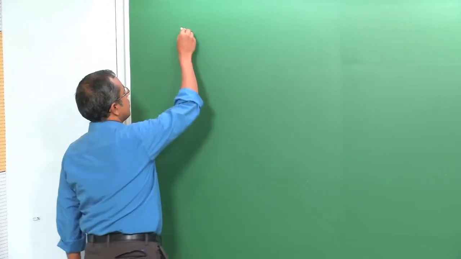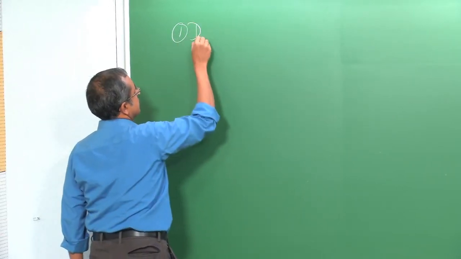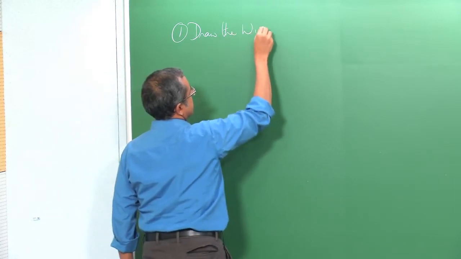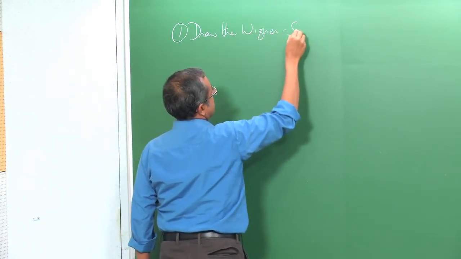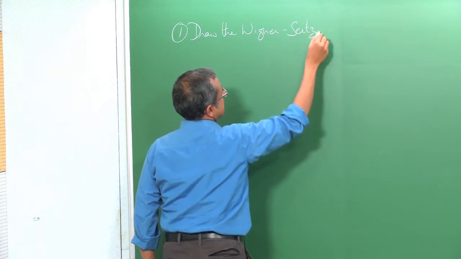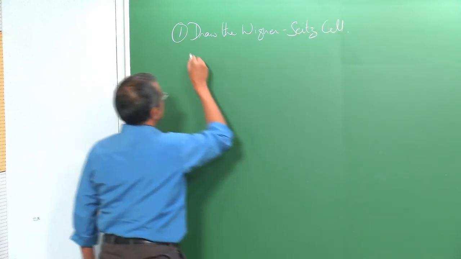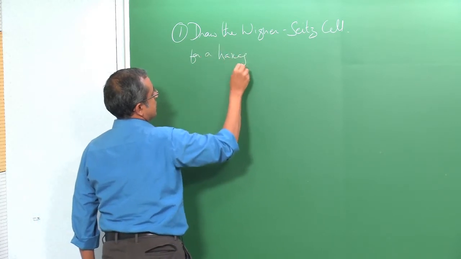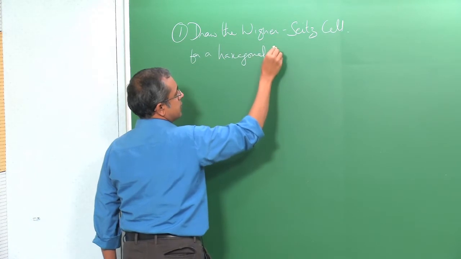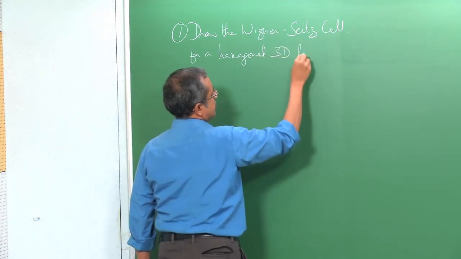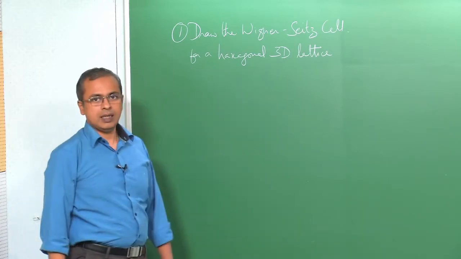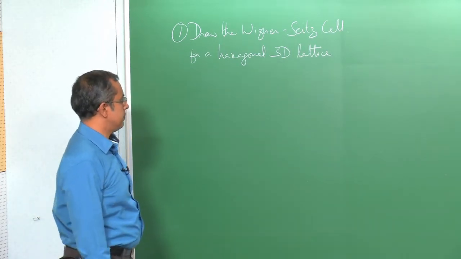So the first question we will try to answer is to draw the Wigner-Seitz cell for a hexagonal lattice. Hexagonal 3-dimensional lattice. Okay, so we will do this as our first worked example.